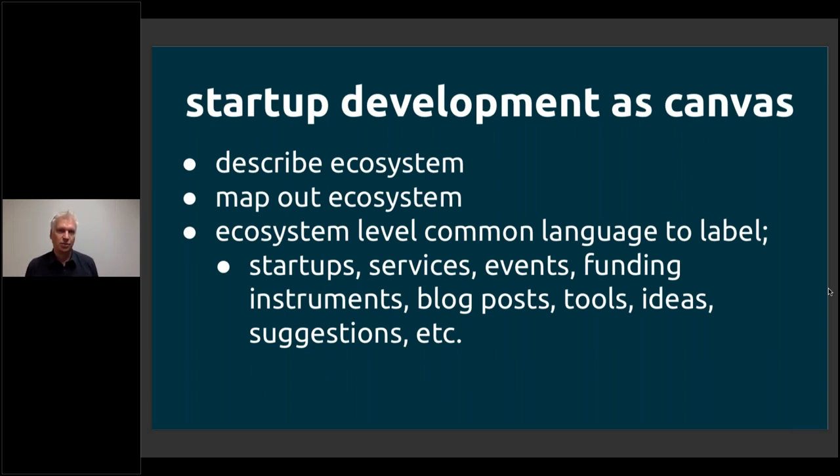But to describe the ecosystem, to map the ecosystem level, we need a common language to label startup services, events, funding instruments, blog posts, tools, ideas, and so forth. The key being, if nothing else, there should be shared terminology as a collaborative thing. We can all understand each other because we have English as a shared language, even though it's probably not all of our native language, it works. So we need to have similar clarity in our ecosystem development. We can't use terms that mean different things to different people. If I said red, it can't mean green for you. Otherwise, we will not get to the same direction.